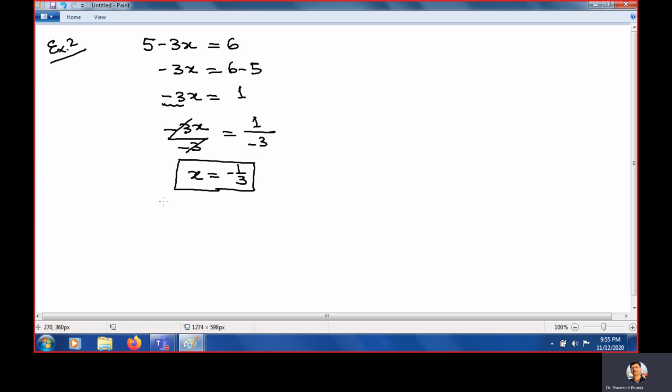And one more thing I want to tell you. You can verify your answer. This we are not going to ask you in the exam, but you can check whether your answer is right or wrong. How can you check? The equation is 5 minus 3x equals 6. Put the value of x. This is called verification. Minus 3, the value of x is minus 1 upon 3. It is equal to 6.